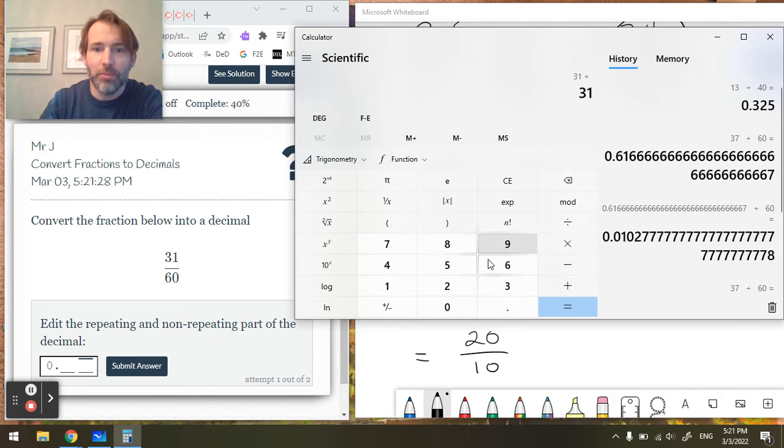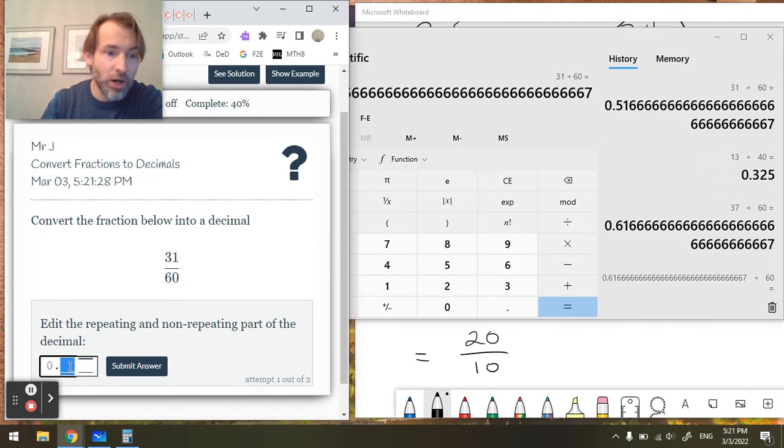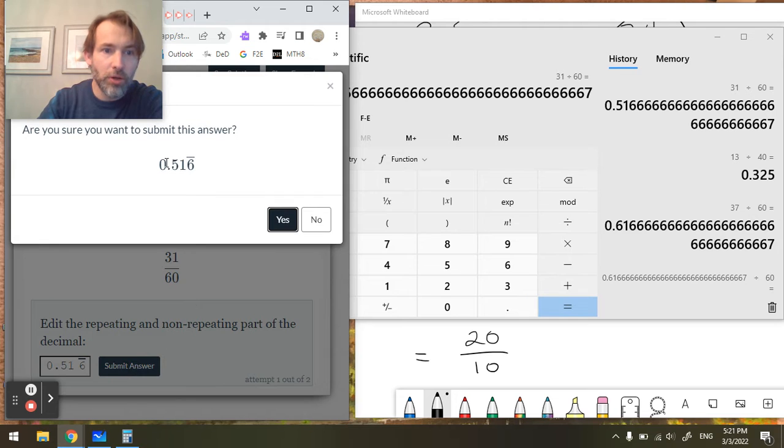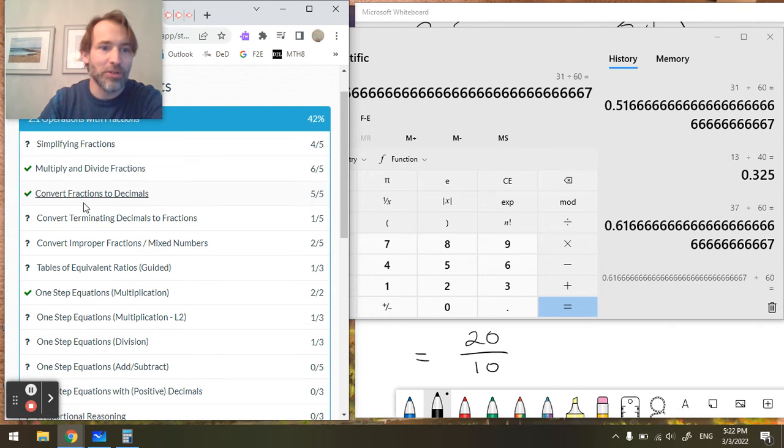31 divided by 60 is 0.516 repeating. 6 is forever. Don't let that 7 fool you. It's just the last 6 is rounding that 6 up. So what I do is I put the non-repeating part here, 5, 1, and then put the repeating part under the bar. And this is the way we show these types of numbers. Okay? When a number repeats after a decimal forever, you just put that bar on top, and that means 6 is forever. Hooray! Okay, so that's how those types of problems are solved.